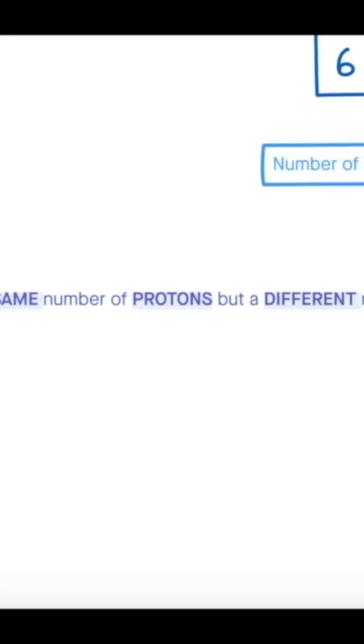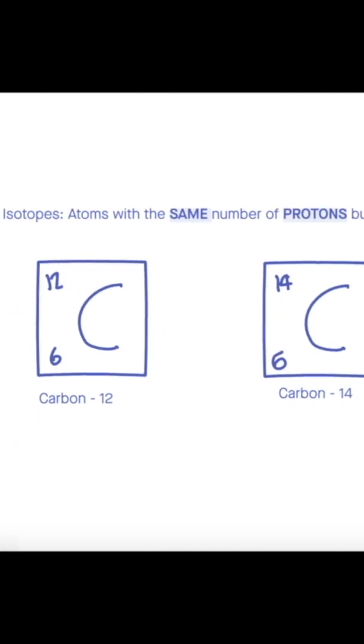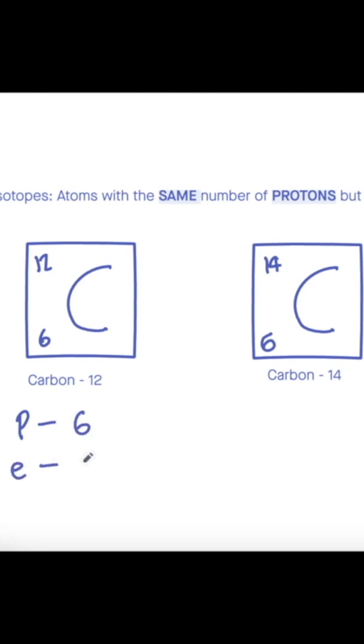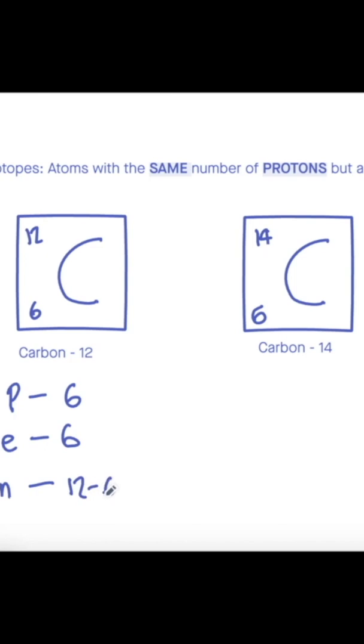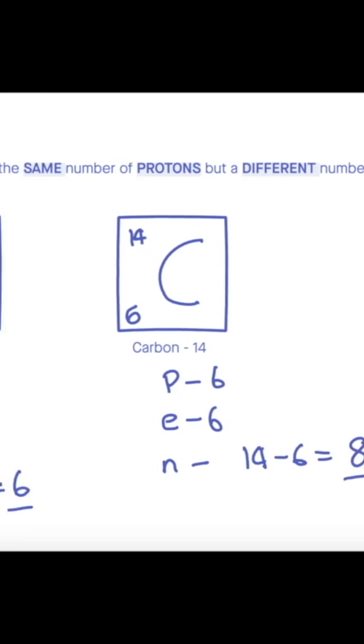Now, the definition of isotopes is atoms with the same number of protons but different number of neutrons. For example, we've got two isotopes of carbon here, carbon 12, carbon 14. They have the same atomic number but different mass numbers. So carbon 12 has 6 protons, 6 electrons, and to work out neutrons, you do 12 minus 6, which gives you 6. For carbon 14, protons are 6, electrons are 6, and neutrons are 14 minus 6, which is 8.